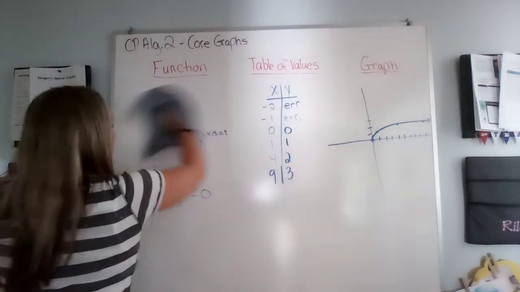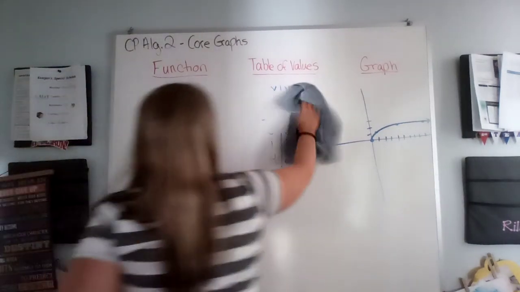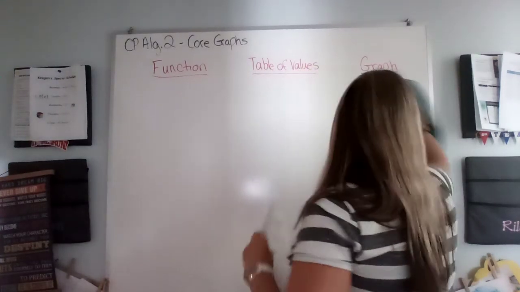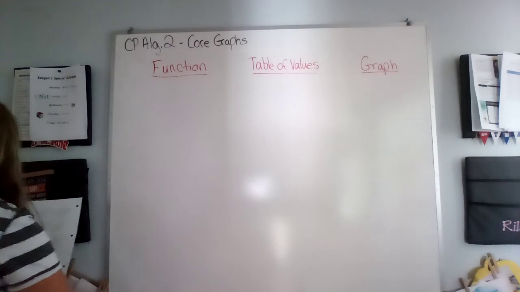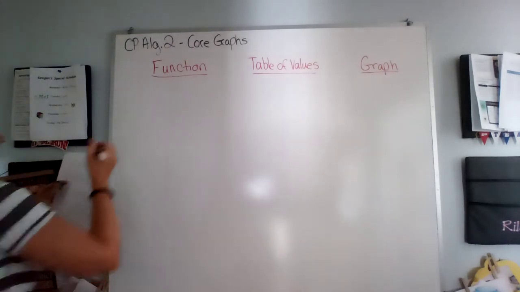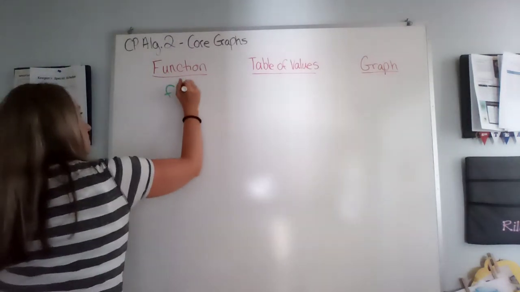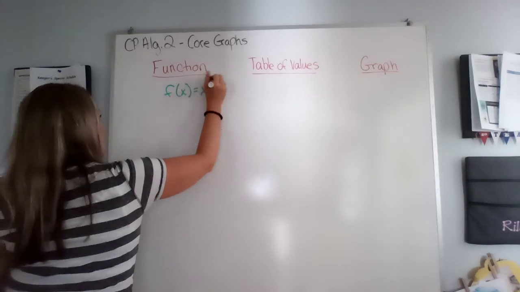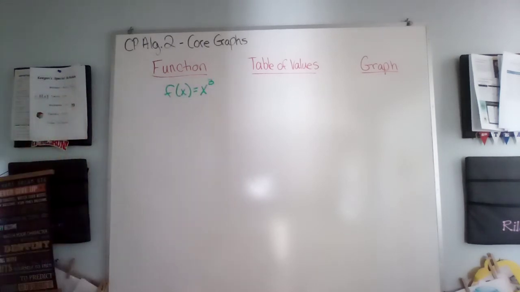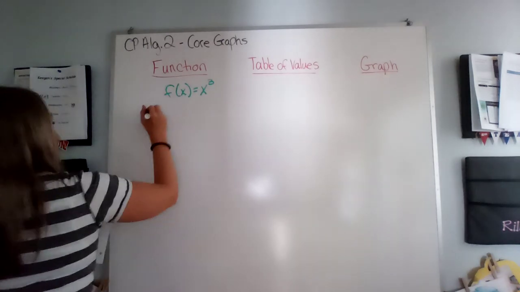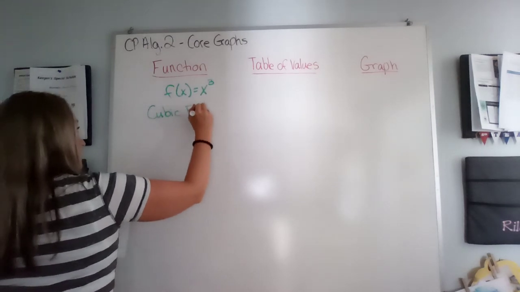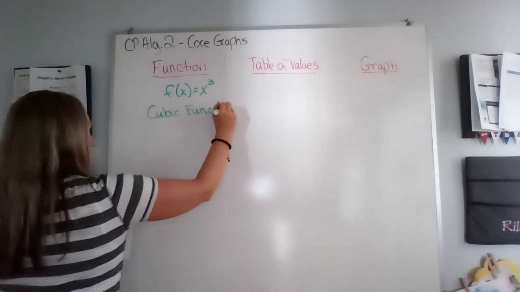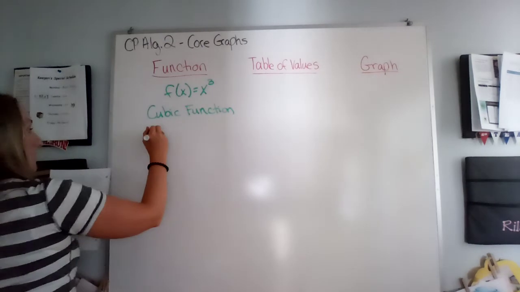The next one, f of x equals x cubed. So you guess what this one's called? F of x equals x cubed. It's called the cubic function. All right, so some characteristics to know. Crosses the y-axis at 0, 0.